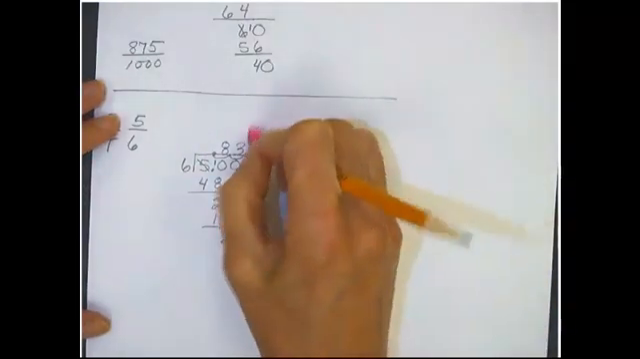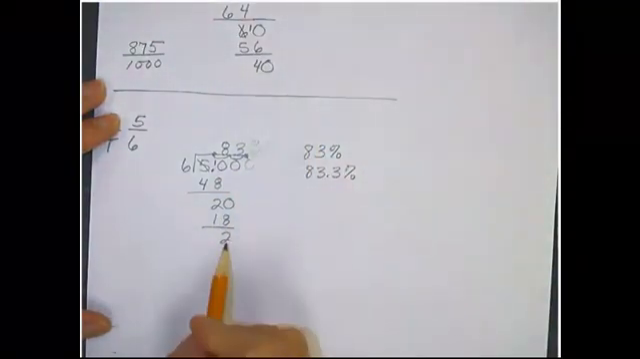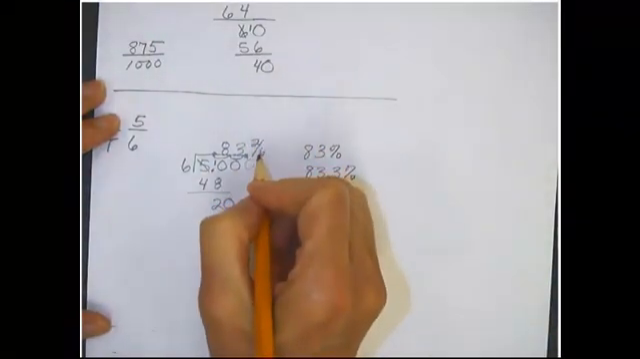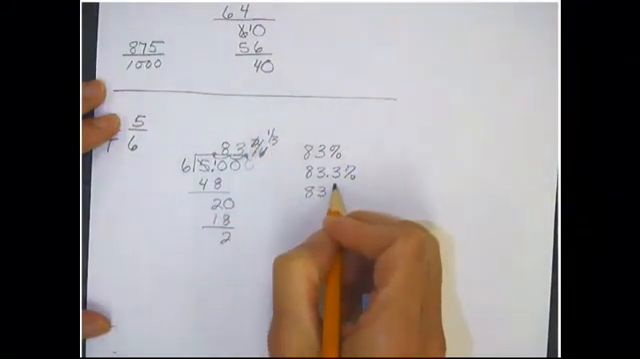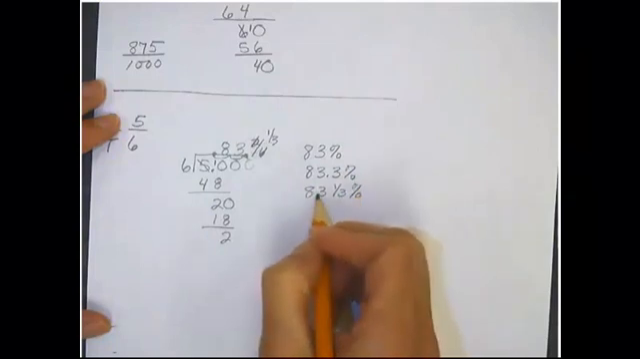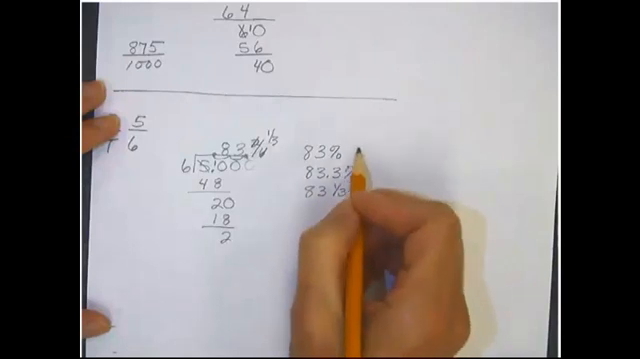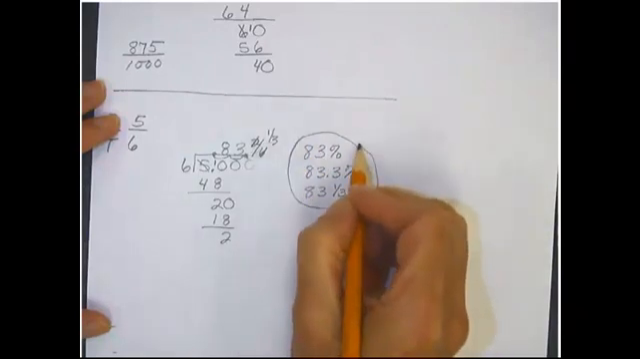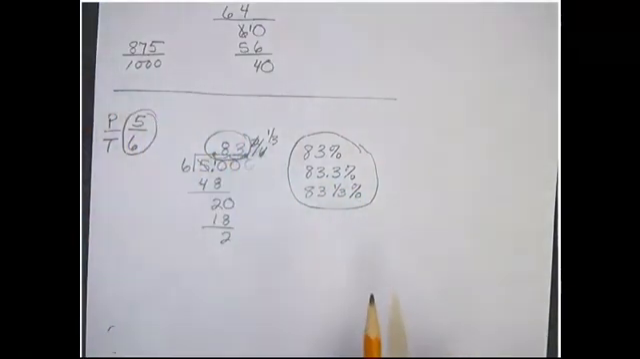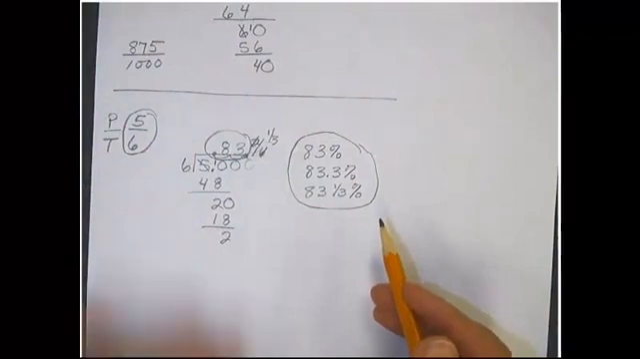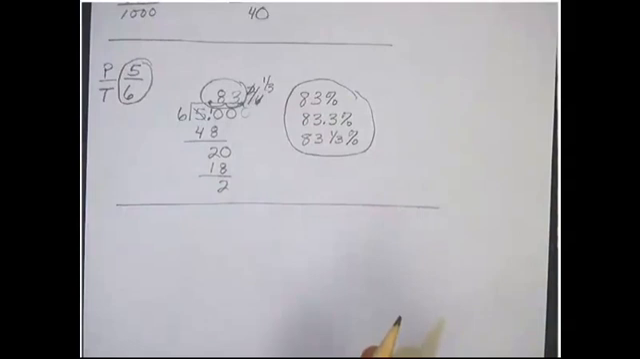Or I could look at this and say, just take a look at my remainder of 2 and place 2 over 6, and that could reduce to 1/3. And so I could identify this as 83 1/3%. This last one is actually most accurate because the other two required us to round off to some decimal place. But all three of those would be acceptable ways to communicate each of these fraction or decimal notations for that ratio.